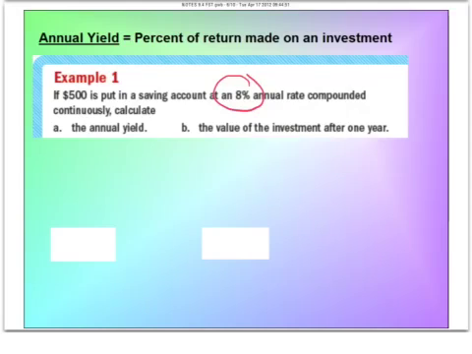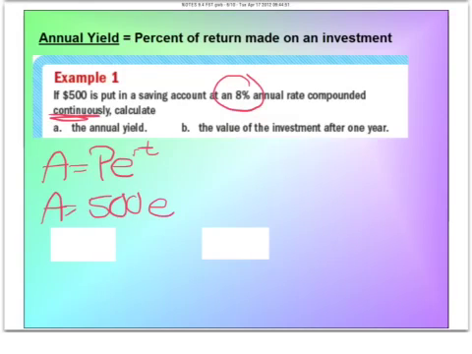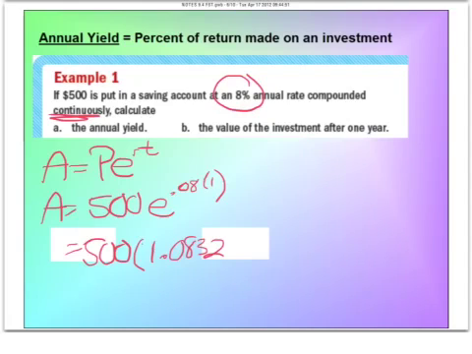Let's go back and look at the compounding continuously formula. Again, I like to just say A = Pert, where r and t are the exponents. And we're going to put the $500 in, e, we have 0.08, and the time period is 1 year. If you put that in there, what you're going to get is 500 times 1.083287.